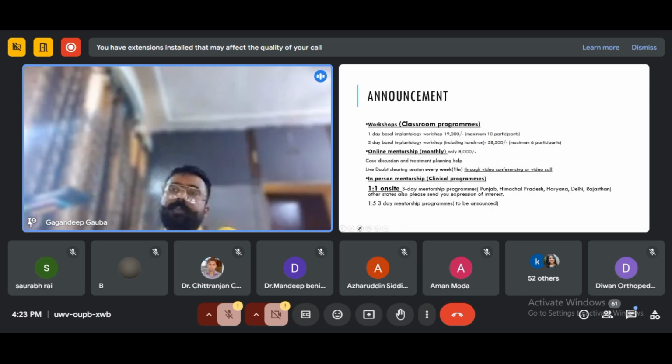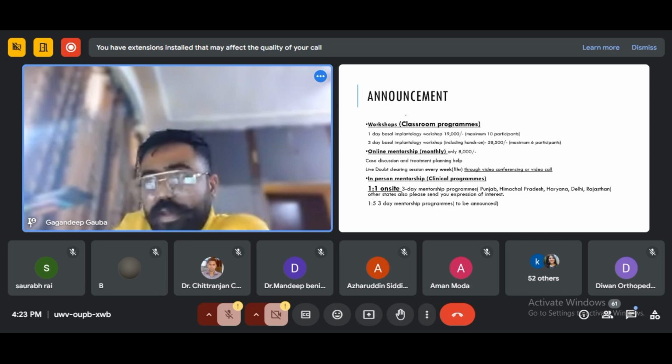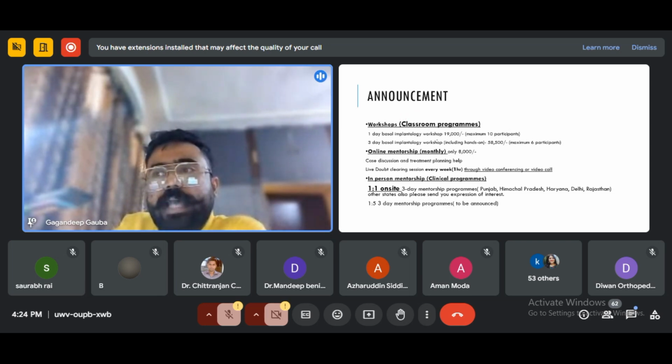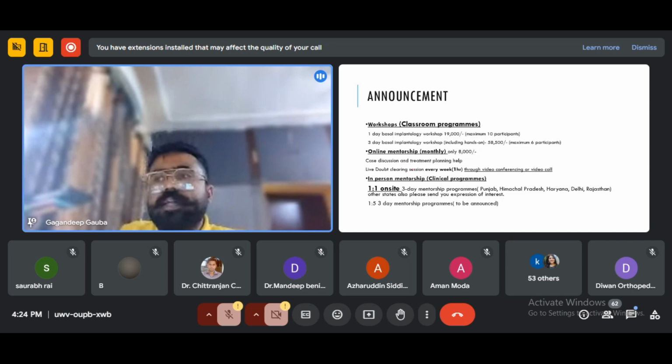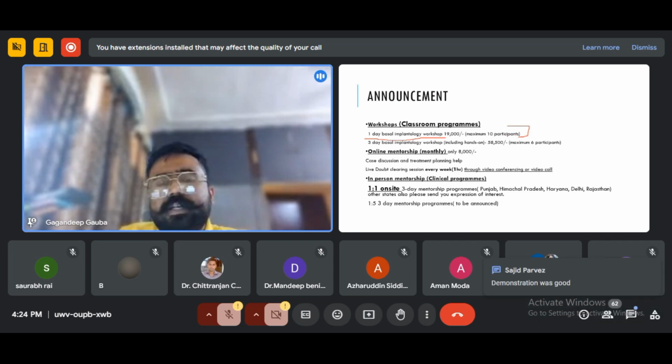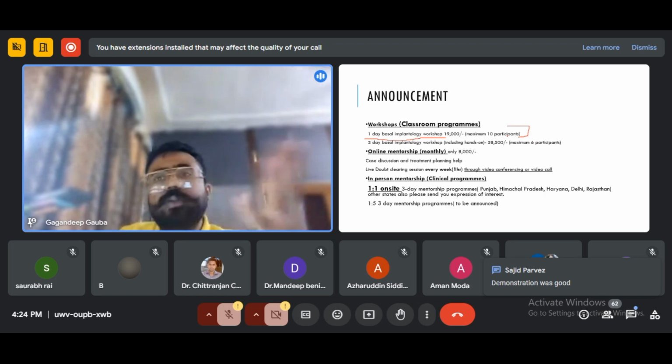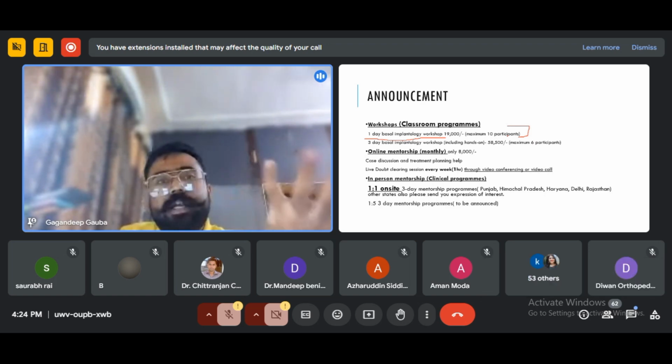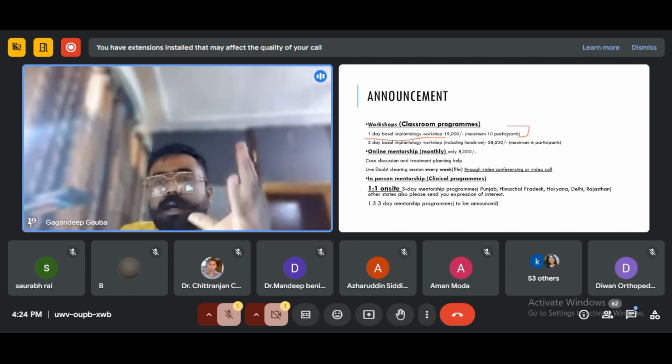And there is an announcement. I am going to begin a few workshops and other mentorship programs. So these are details of the workshops. There will be a 1-day basal implantology workshop, okay, and that will be only for a maximum of 10 participants. We will be discussing the very basics and the introduction to basal implantology. If you are new to basal implantology, and are not already doing basal implants, this is a perfect program for you. After this program, you will for sure be enabled to restore single or segmental repairs, right?